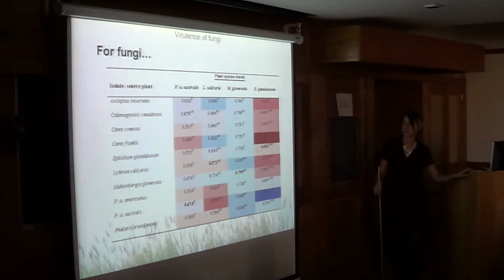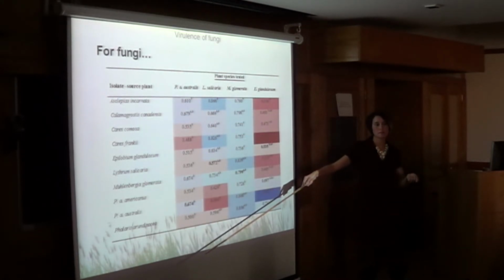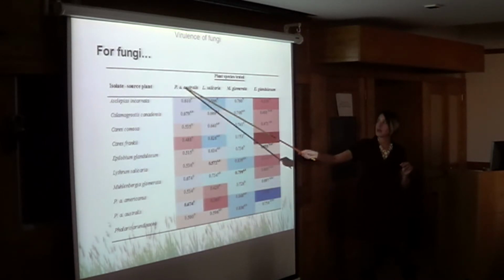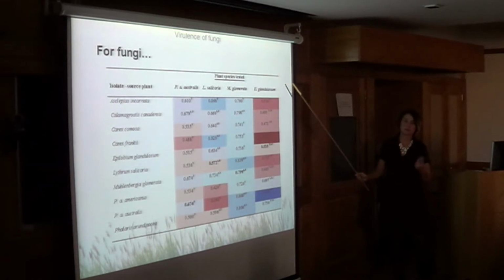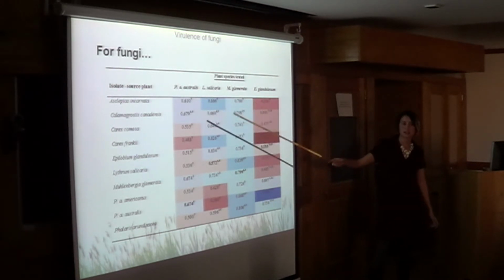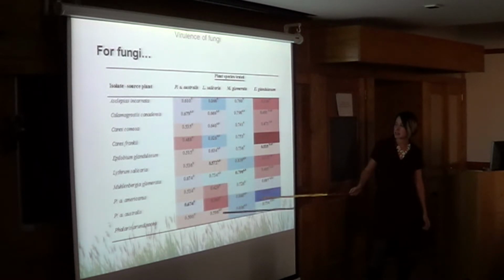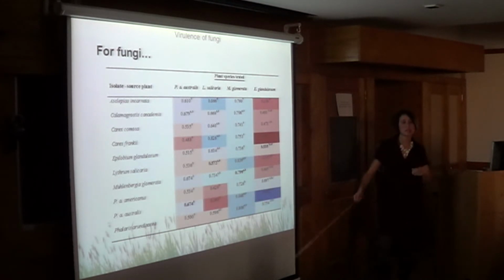So for the fungi, here's another heat map with the isolate source plant, the plant that were the seeds that we're getting these fungi from, and then the plant species we tested along here. And you can again see that Epilobium glandulosum, that herbaceous native species, is the most susceptible, with the darkest and most red here, the biggest decrease in seedling survival. And the least is Muhlenbergia glomerata, which is a native grass. These two invasives here, Phragmites and Lythrum salicaria, are kind of in the middle. And isolates from some plant species might be slightly more virulent than others, but it's really a mixed bag.